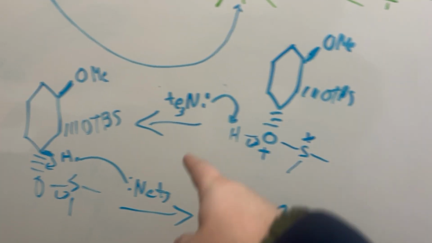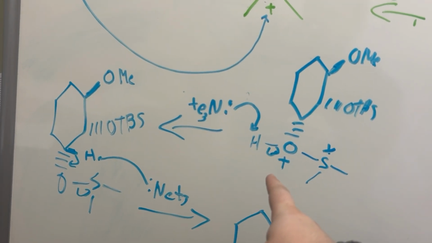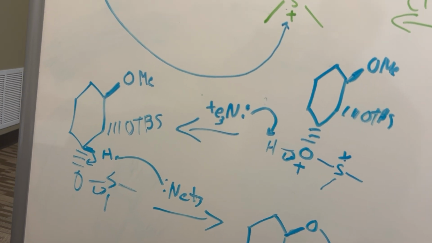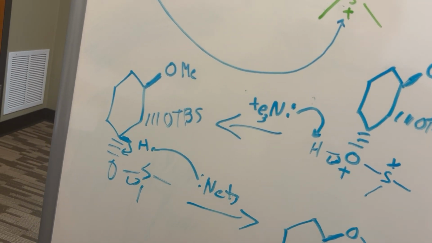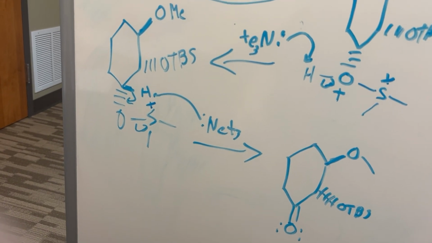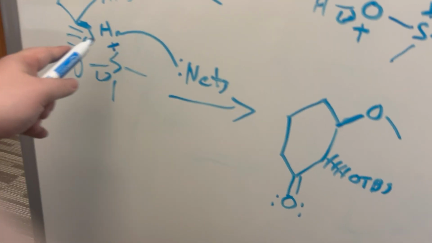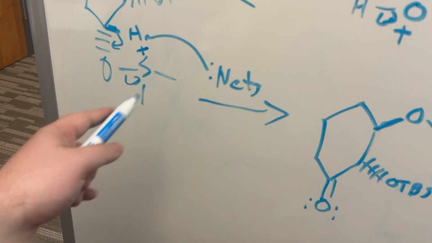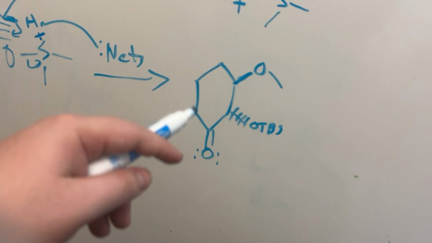And technically there should be a plus on this sulfur as well. So at first, NEt3 will remove the positive charge on the oxygen, which in that case allows, they should have a positive charge here too as well, which then can do another reaction where this proton here can collapse down, knocking this good leaving group off to give you this carbonyl.